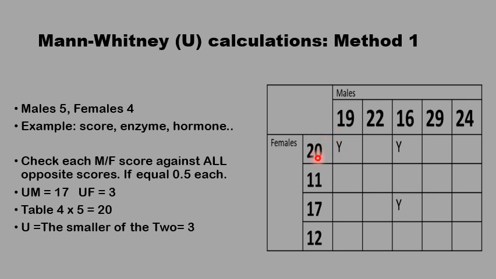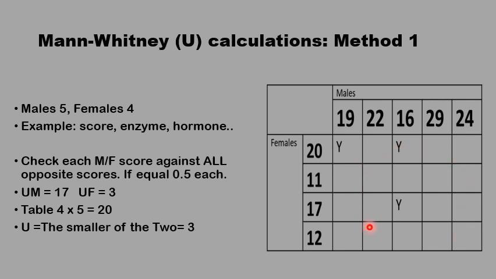So we can see that 20 is more than 19, then we mark it yes here. It's less, so we leave this vacant. It's more than 16, we put yes. Less, we keep it vacant. And then the second female, 11, would be less than all of the 5 males. The third female would be more than this score here, so we put yes, and the last female would be less than all the males, so we keep it vacant.